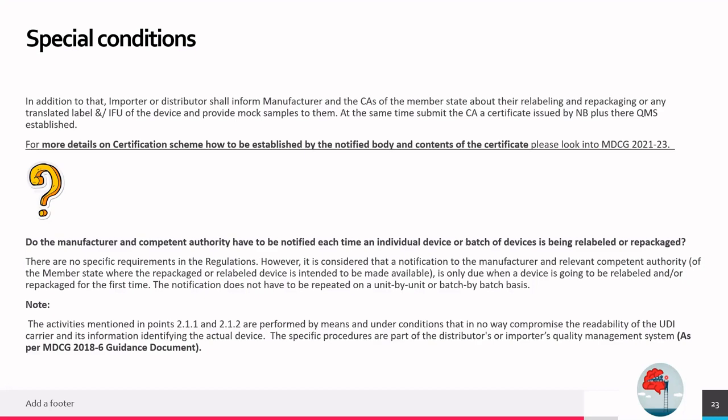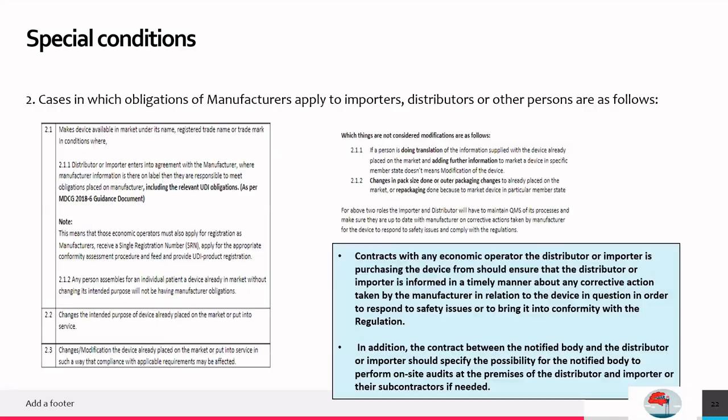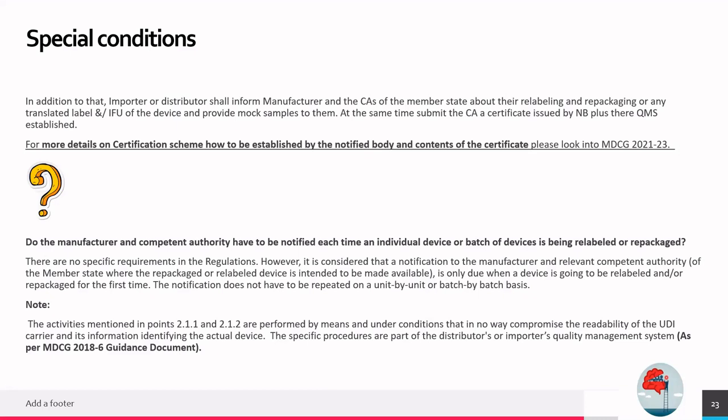Okay, so the activities mentioned in 2.1.1 and 2.1.2 are all performed by means and under conditions that in no way compromise the readability of the UDI carrier. That barcode, because of this, the UDI carrier should not be skipped. It should be prominent enough for tracking purposes, as per this guidance document.